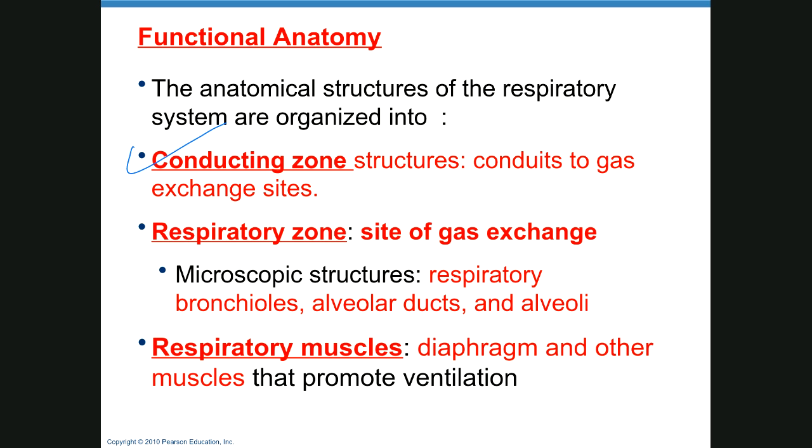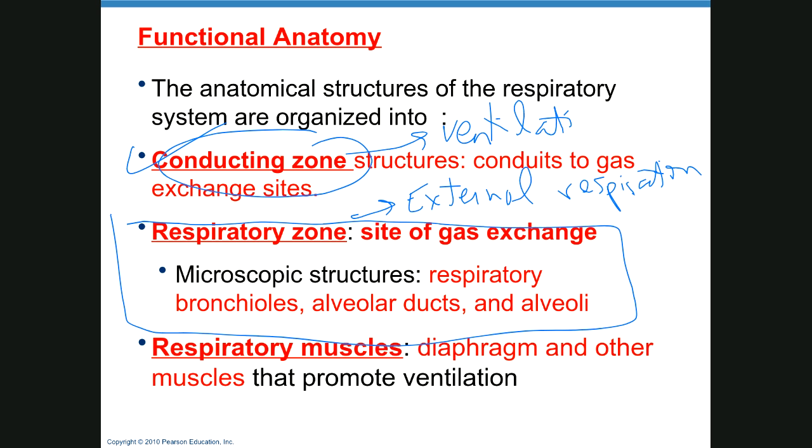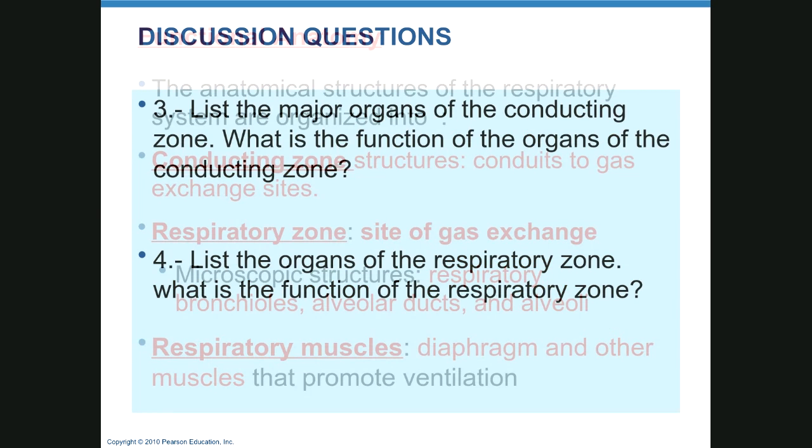Respiratory zone, on the other hand, are the anatomical structures that are involved in external respiration. So that will be the exchange of gases between lungs and circulation. The conducting zone is involved in ventilation. Respiratory muscles are the muscles that, again, are involved in ventilation. They're the ones that are going to make ventilation possible. And we'll talk about those muscles in just a second also.